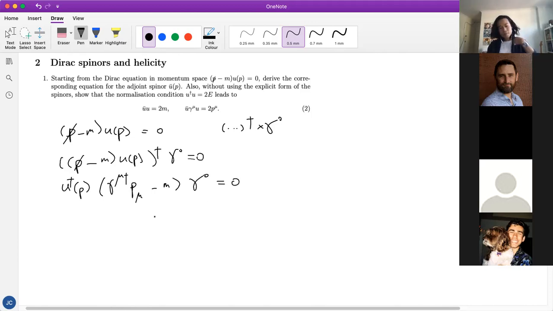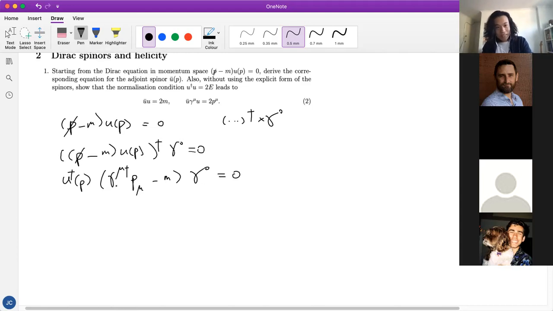That equals 0. Sorry, can you please repeat again why you daggered the expression and multiplied it by gamma naught? Just because this is how you derive the adjoint equation. Yeah, there's no real physical motivation for why I'm doing this. Oh, there probably is, but it's beyond me. It's probably when Dirac was first writing down these equations, he probably had some reasoning for it. But yeah, that's just what we do.